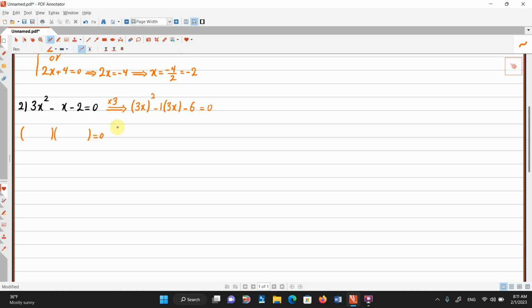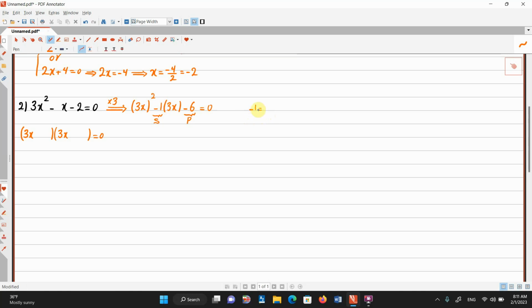Inside each of these parentheses, you should put the square root of this quadratic term. The square root of this quadratic term is 3x. A 3x here and another 3x here. Now, this negative 6 stands for product, and this negative 1 stands for sum. Since product is negative, the numbers we are looking for are positive and negative. And since their sum is negative 1, this negative 1 should be written as a negative number.